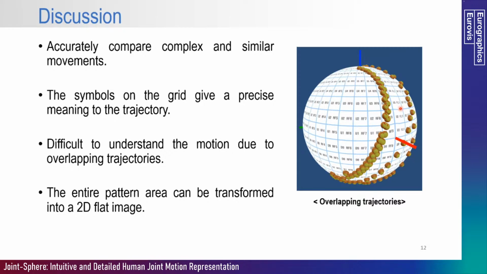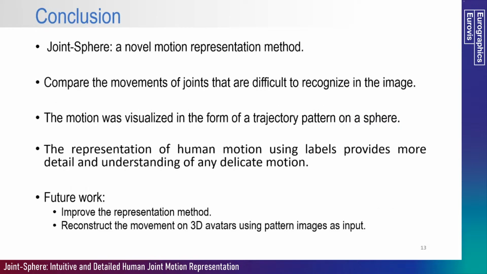However, for a prolonged motion, the trajectories overlap. Therefore, it becomes difficult to understand the motion. If this shortcoming can be addressed, then the entire pattern area can be transformed into a 2D image, making it easier to reconstruct the motion through image recognition.